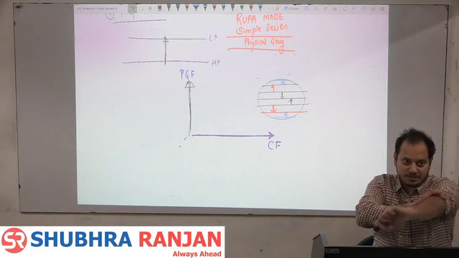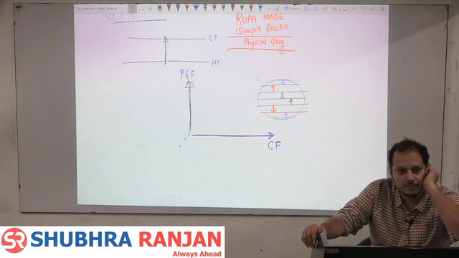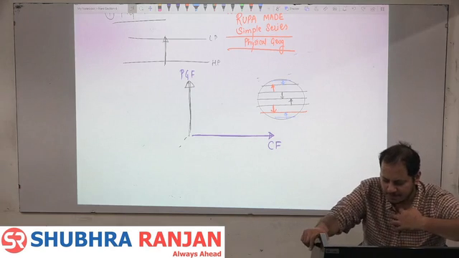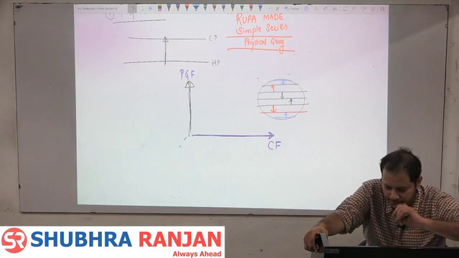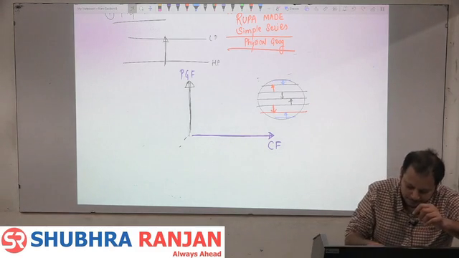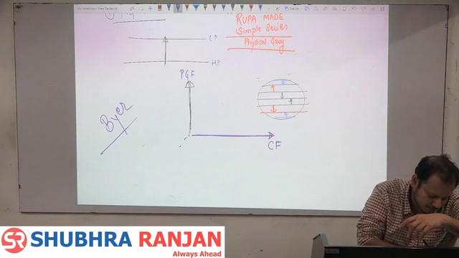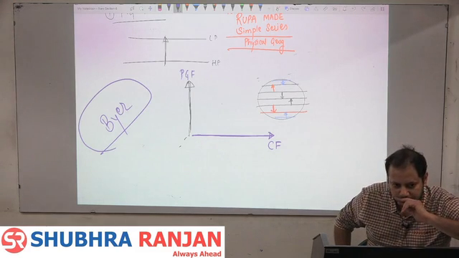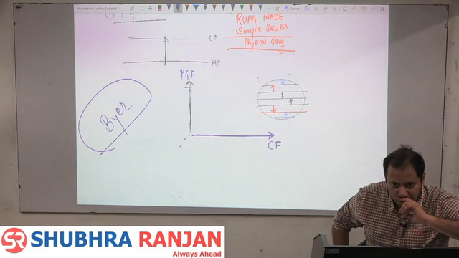So coming to winds. Wind is defined as the horizontal movement of air, according to Byers, B-Y-E-R.